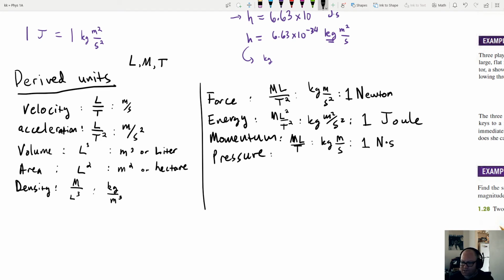Can Planck's constant be written in newtons? Sure.